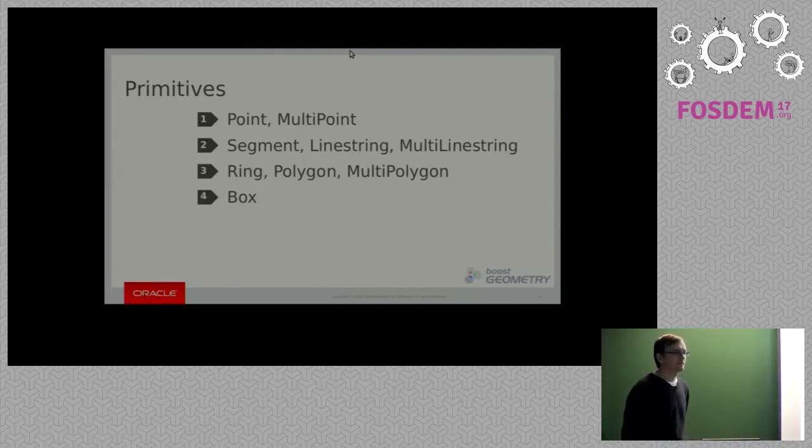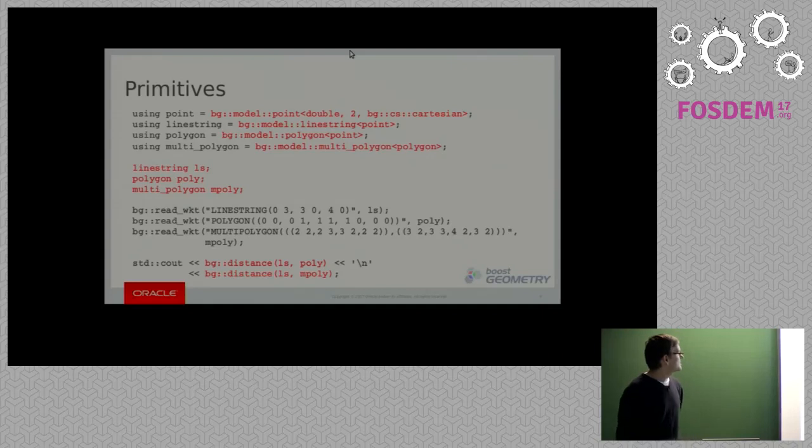These are the primitives that Boost Geometry supports. Basic primitives that are defined in the OGC standard, plus the bounding box, which in Boost Geometry is a separate primitive. And here is how it looks in the code. Metadata like the dimensionality of geometries and coordinate systems are defined in the point type, and then this information is propagated into the more complex geometries that are using this point type. So here I'm defining point, linestring, polygon, and multi-polygon.